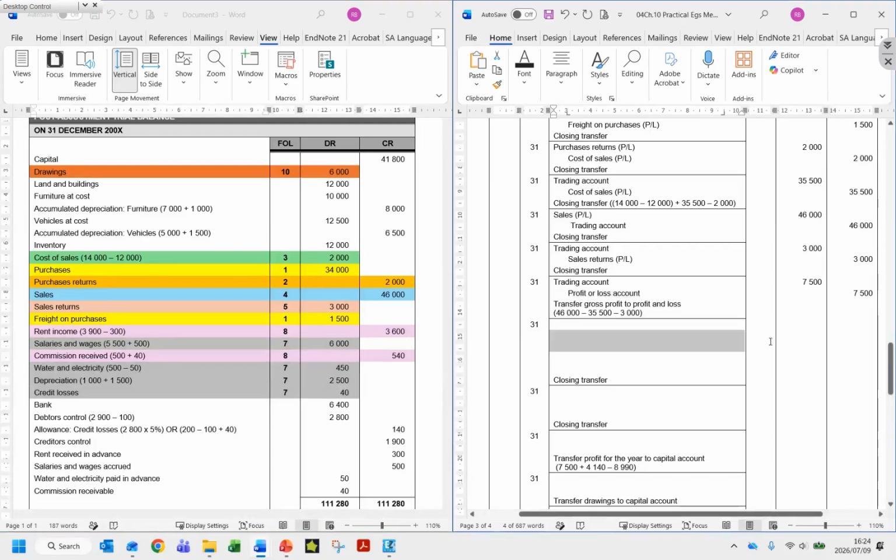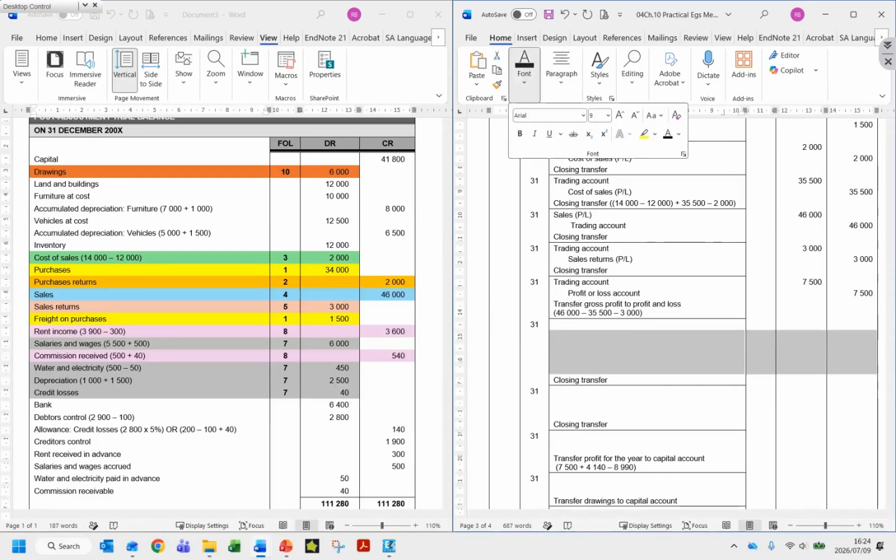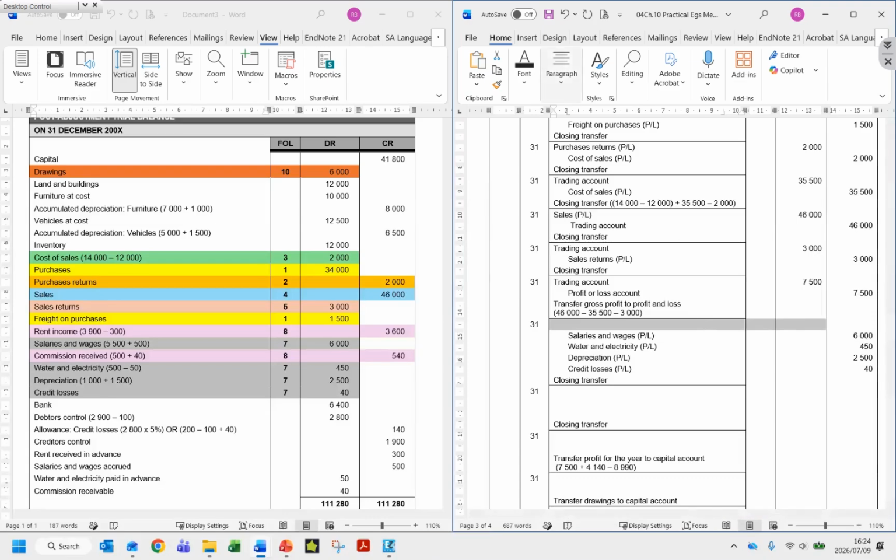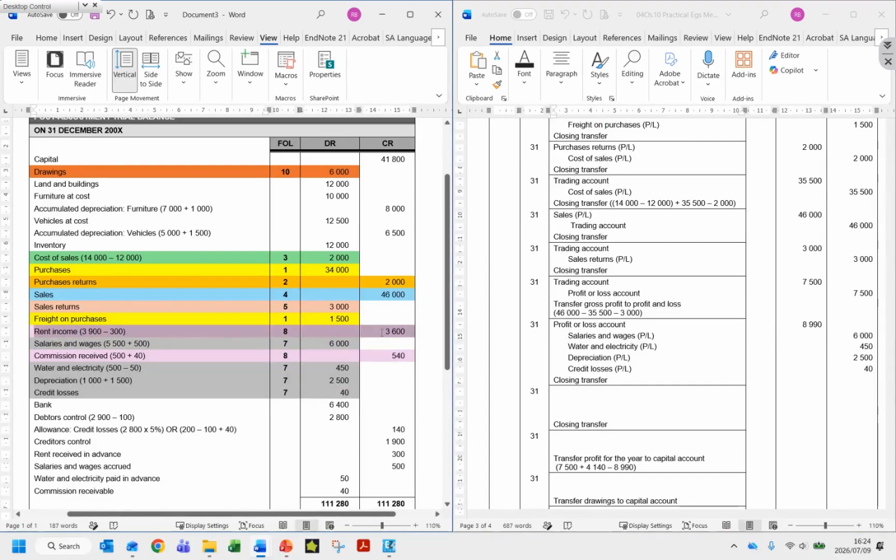To close them off, we need to credit the accounts. And we transfer the total of all these expenses to the profit or loss account. And that total is then, in this case, 8,999 Rand. So our gross profit is in the profit or loss account, all our expenses are in the profit or loss account. The last item is then any other income that may be earned by the business.